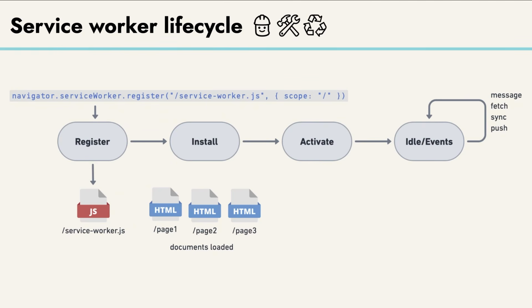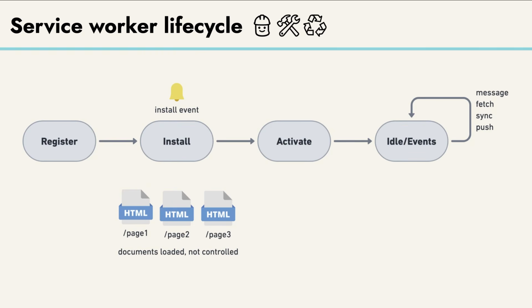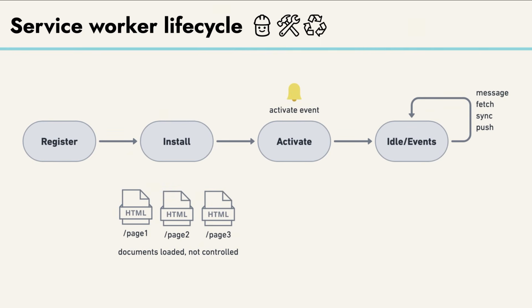First, when you call register with the service worker location, with the URL, the browser fetches the script and executes it. A service worker is just a normal script, so the browser fetches that and runs it. Then, as soon as this script is executed, the install phase happens, and an install event is sent to the service worker. Then, when the service worker is ready to intercept events, it receives an activate event. But it doesn't mean it's controlling the pages that are open with your app.